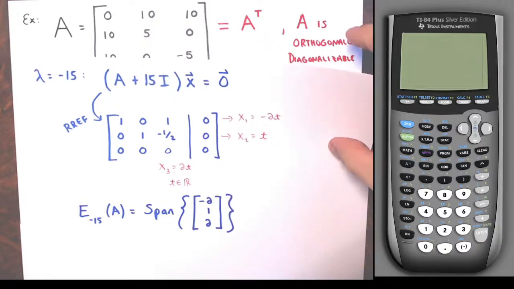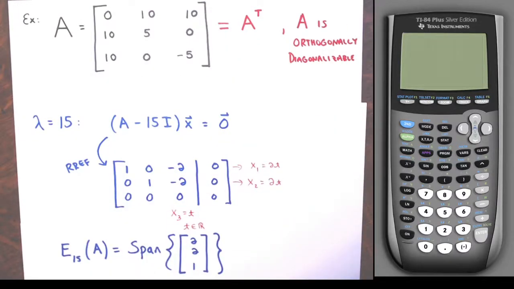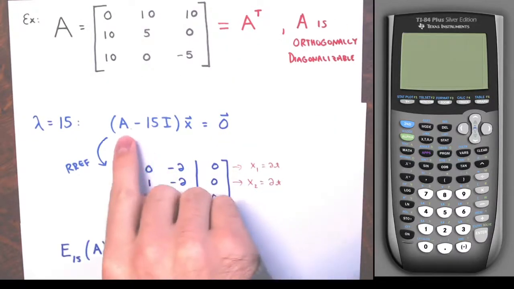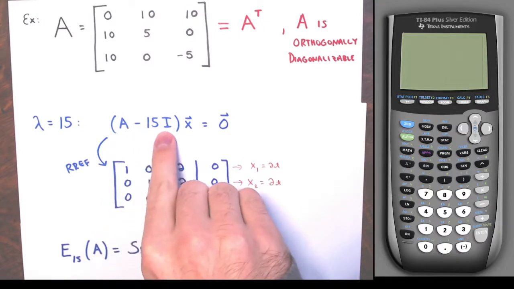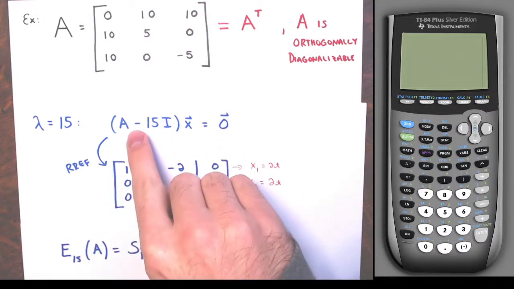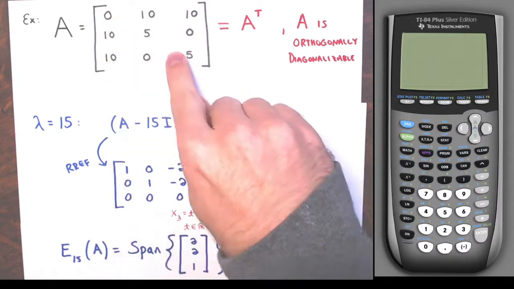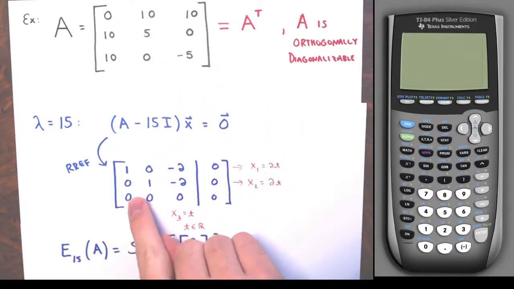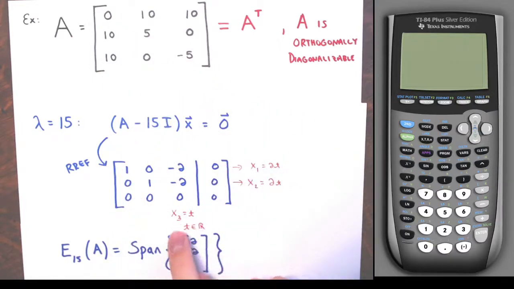Then for lambda equals positive 15, I'm solving A minus 15I times x equals 0. Just subtract 15 from the main diagonal entries of A. I put it in reduced row echelon form. Let x3 be t, for t any real number. Then both x1 and x2 would be 2t. So the eigenspace of A corresponding to 15 is the span of the vector (2, 2, 1).